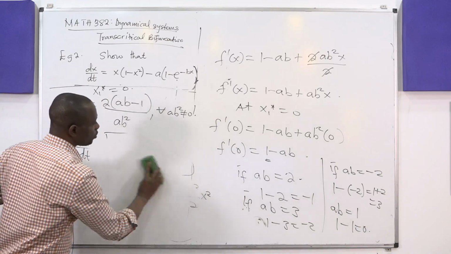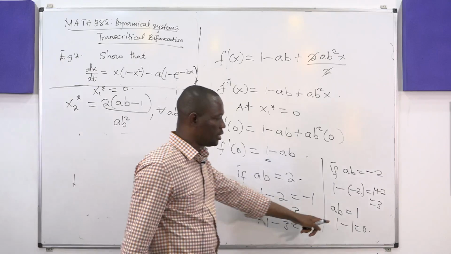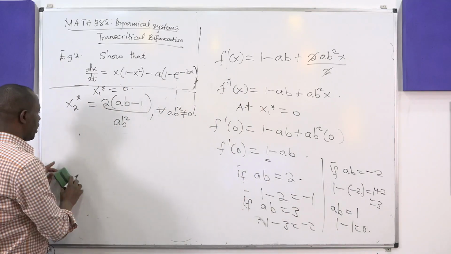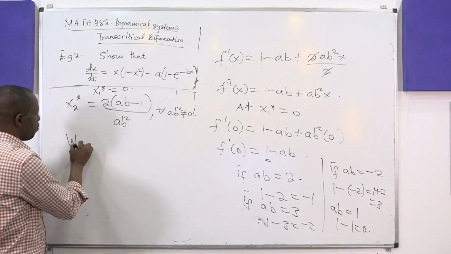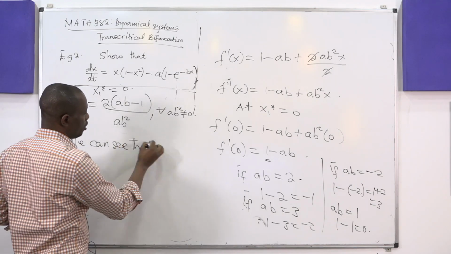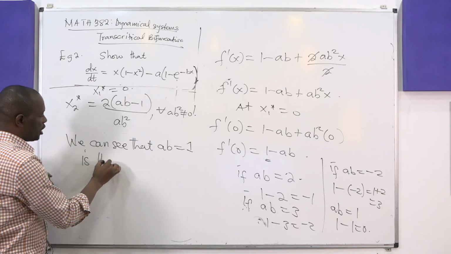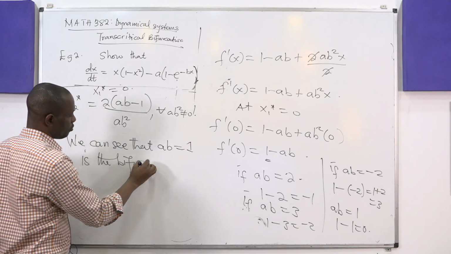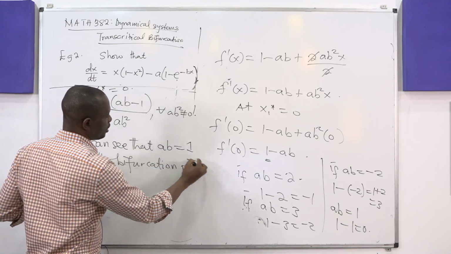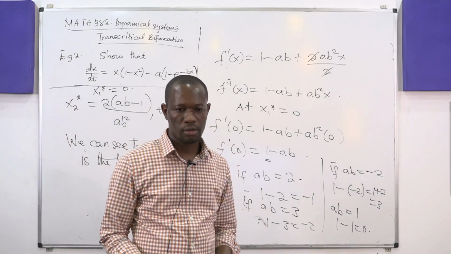So here, we could see that 1 is a bifurcation point. AB equals 1 is the bifurcation point. It means that we should divide our region based on AB equals 1. Is that okay?